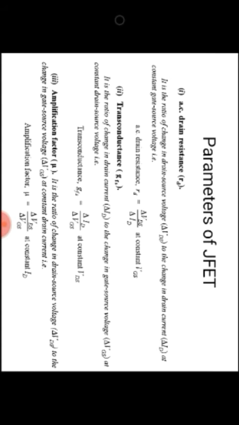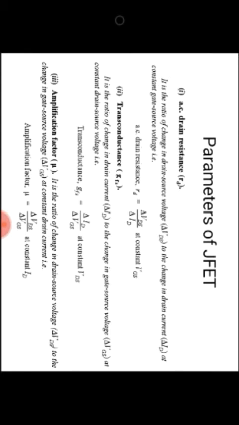Okay. Now, till now we discussed the working principle, construction and characteristics. Now we discuss the parameters of the JFET. Okay, here we discuss three parameters. First is AC drain resistance. So what is AC drain resistance? It is the ratio of change in drain source voltage delta VDS to change in drain current delta ID at constant gate source voltage. Okay, so your RD is equal to delta VDS upon delta ID at constant VGS.